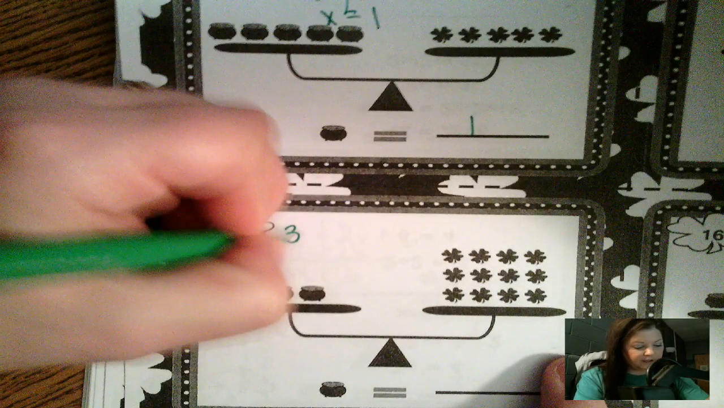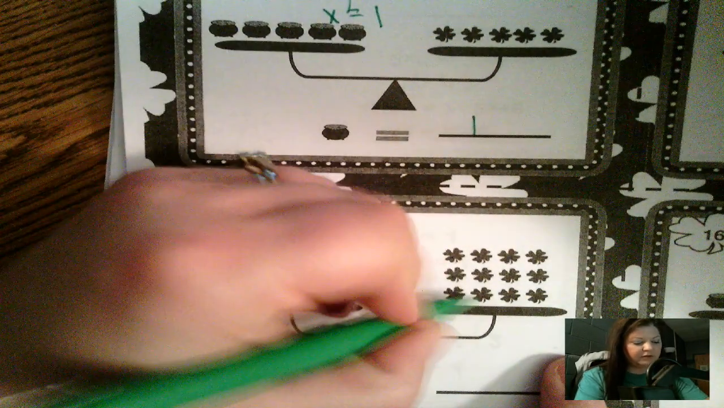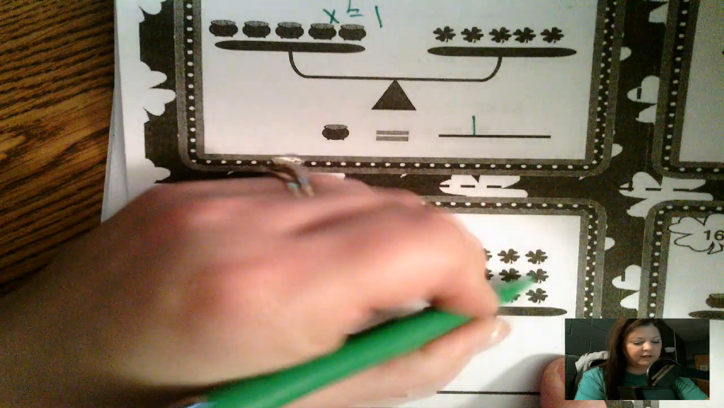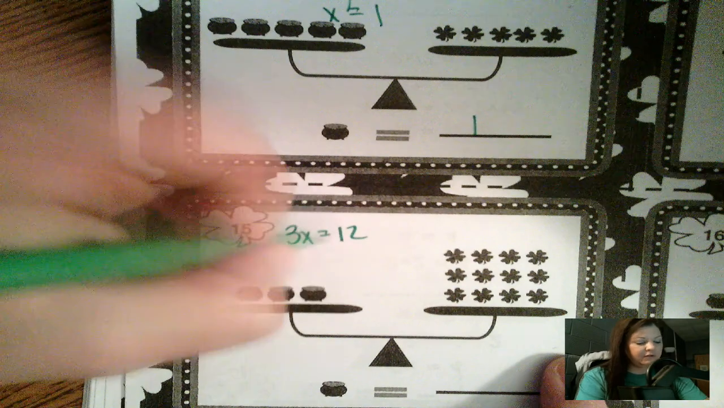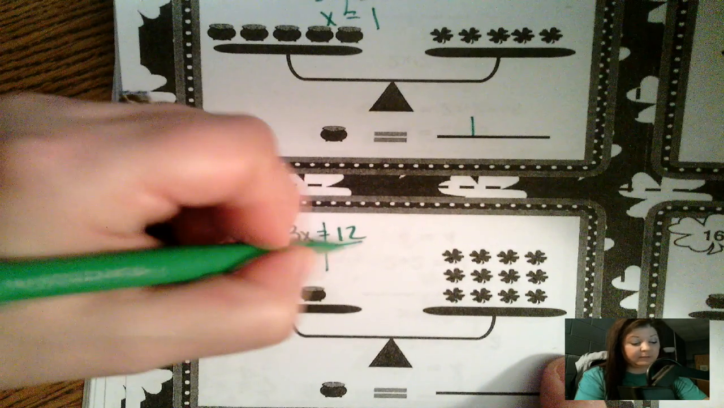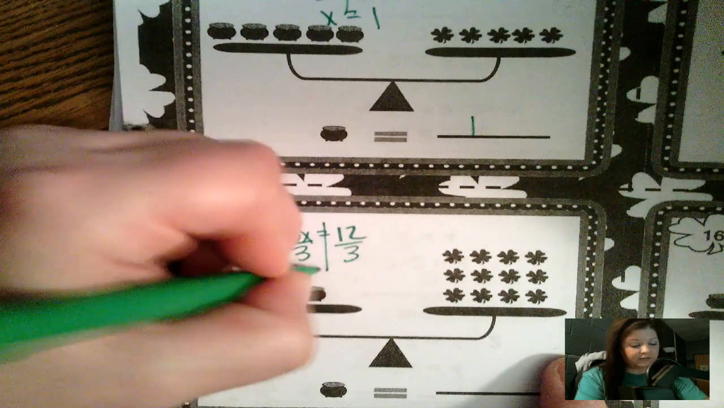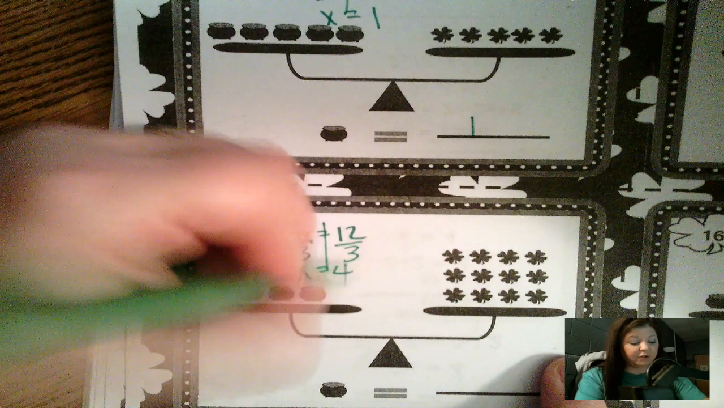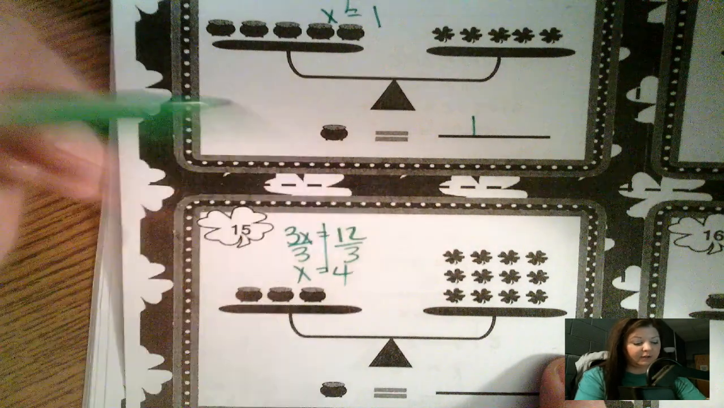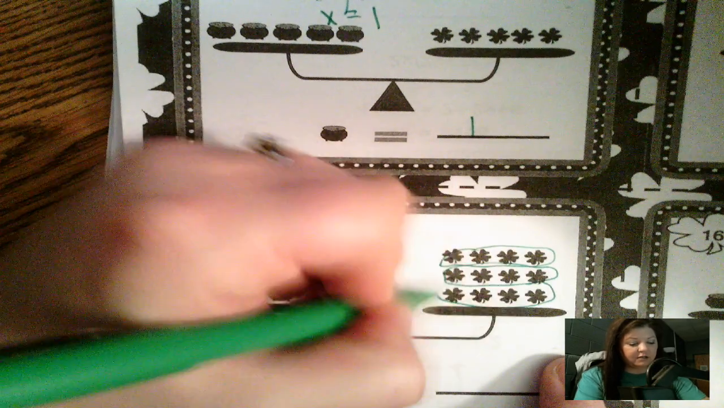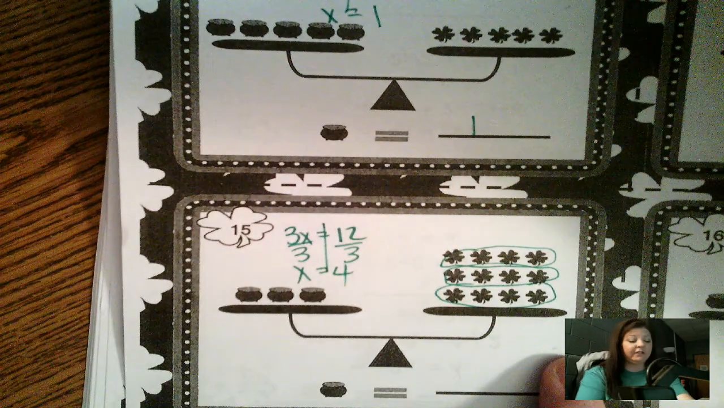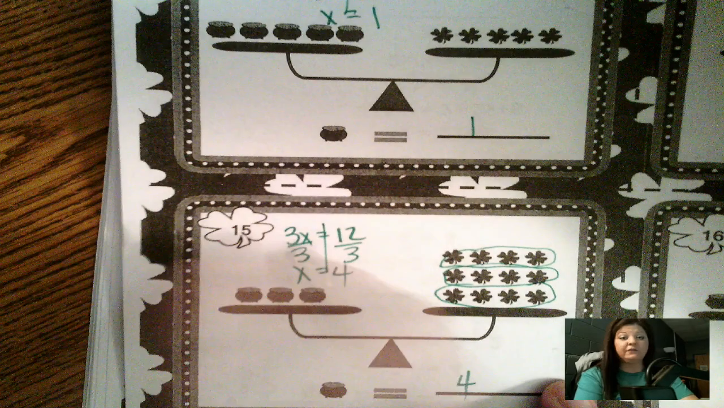Number 15, we have 3 pots of gold, so 3x is equal to 12 clovers. If you divide by 3 pots of gold on each side, you have 12 divided by 3 equals 4. You can see that one as well. Do that one this way. You have 3 pots of gold, 4 clovers in each, and x is equal to 4.